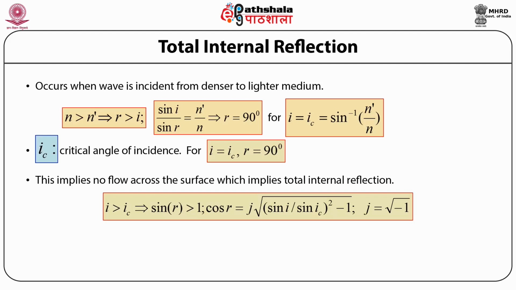So for any value of angle of incidence greater than this critical value of angle of incidence, sine of angle of refraction becomes greater than 1, which is not possible, and the cos of angle of refraction then is given by j times the square root of (sine of angle of incidence by sine of the critical angle of incidence) whole squared minus 1, where j is the square root of minus 1 and j is the imaginary term.